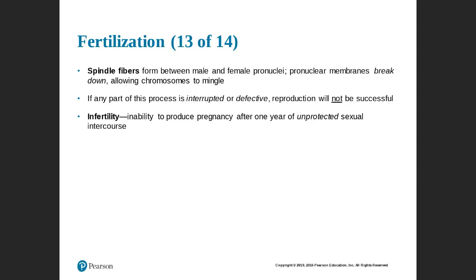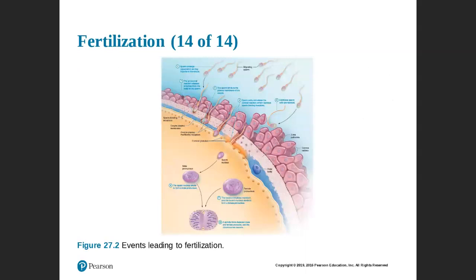Also, you have spindle fibers between the male and female pronuclei. It looks very similar to what happens in the second stage of meiosis, in meiosis II, during the anaphase. The pronuclear membranes will break down, allowing the chromosomes then to mingle. But if any part of the process is defective or interrupted, you won't have reproduction. Okay? Infertility means the inability to produce a pregnancy after 12 months, 1 year of unprotected sexual intercourse. So anyway, that's the process of fertilization.